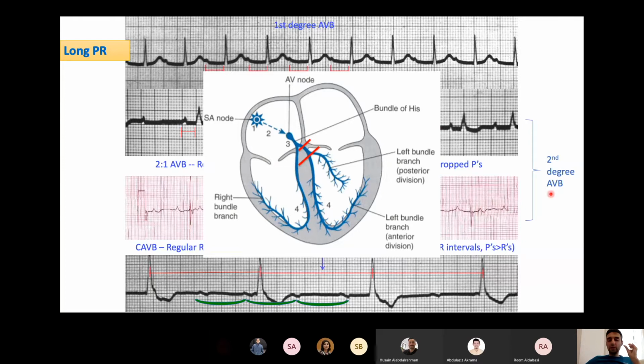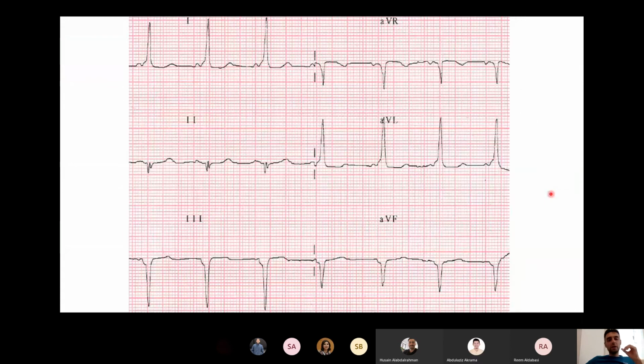Okay, so again, now we talked about long PR. So if you see long PR, you think of these four differentials. Now, any volunteers for interpreting the ECG, please? Okay, I will do it. Yeah, go ahead. Okay, you can go. Try.